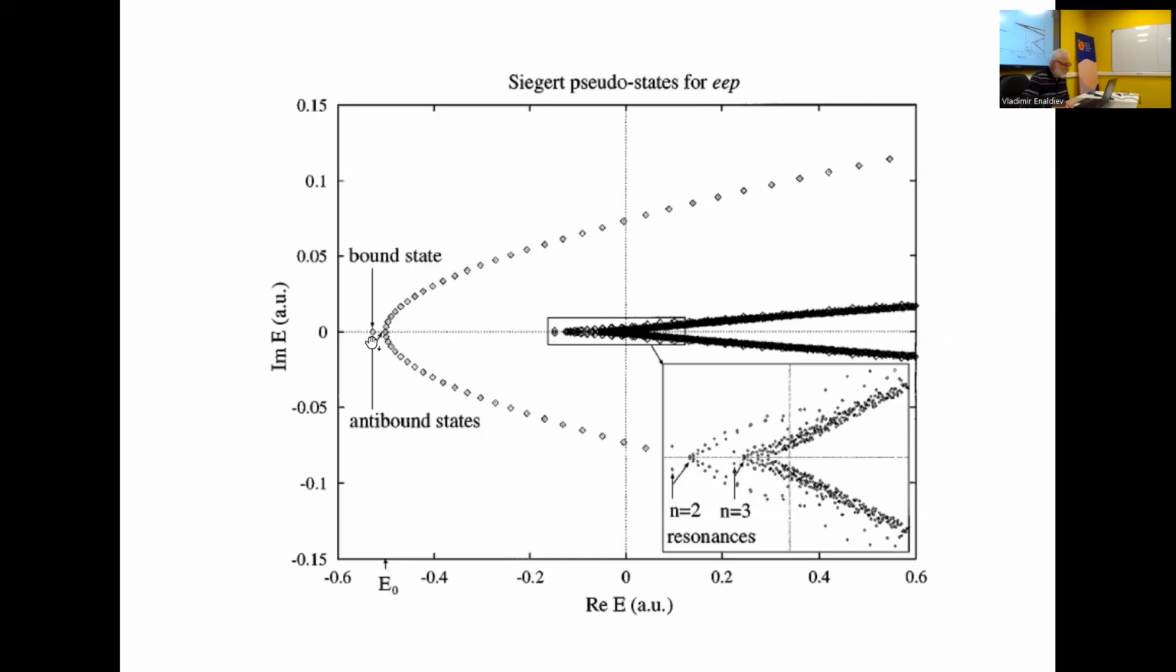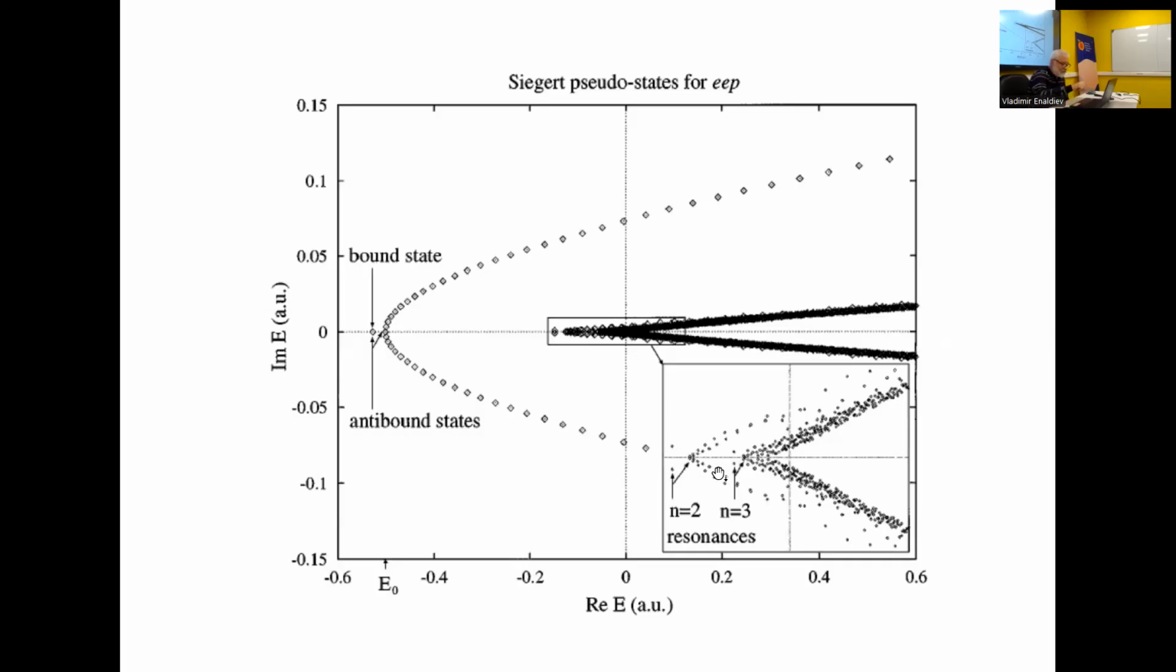This hydrogen minus has indeed one bound state. It's shown by the pole here. And then it has this discretized continuum. But if we look more carefully here, we can see there is no second bound state, but this second bound state appears as a resonance below the n equal 2 threshold. And then there are resonances below the n equal 3 threshold, and they appear as separately lying points here.